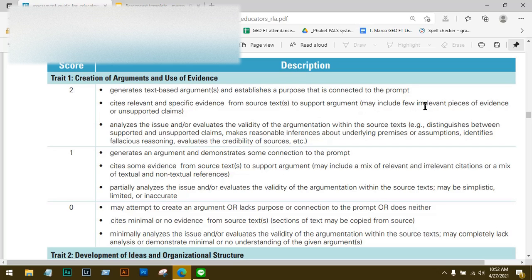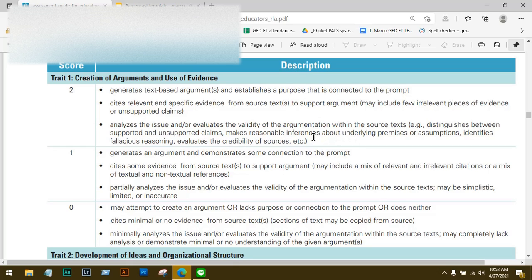It may include few irrelevant pieces of evidence or unsupported claims. It analyzes the issue or evaluates the validity of the argumentation with the source text. For example, it distinguishes between supported and unsupported claims, makes reasonable inferences about underlying premises or assumptions, identifies fallacious reasoning, evaluates the credibility of the sources.